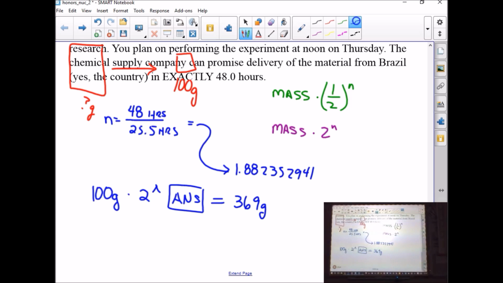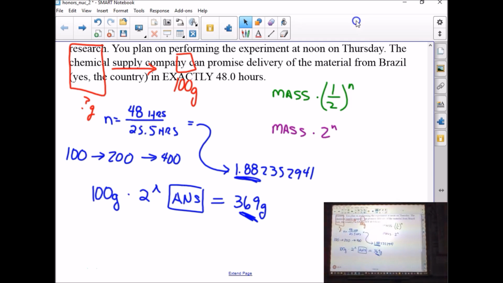Does that seem reasonable? Yeah, because we're almost going through 2 half-lives, and going in the opposite direction, 100 to 200, and if I go through another one, then 200 to 400, which is just shy of that. So again, think about how logical your answer is when you're actually doing that. Okay. Homework now. The 3s are your homework.